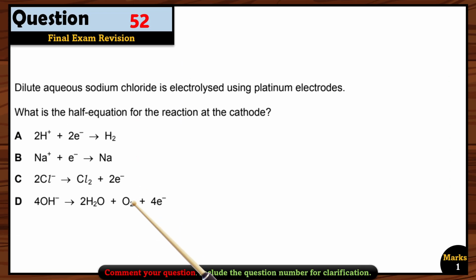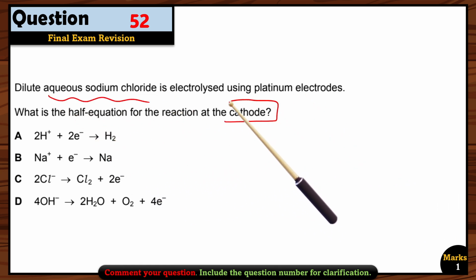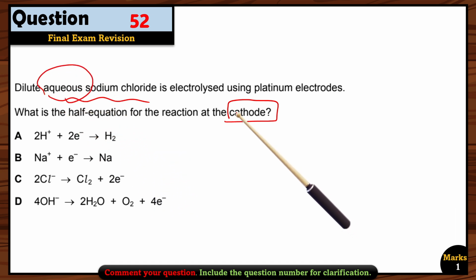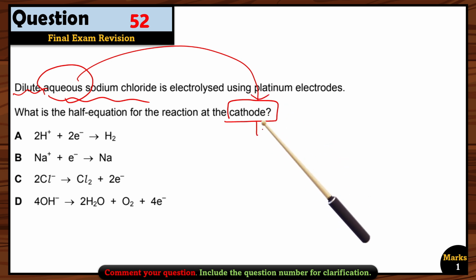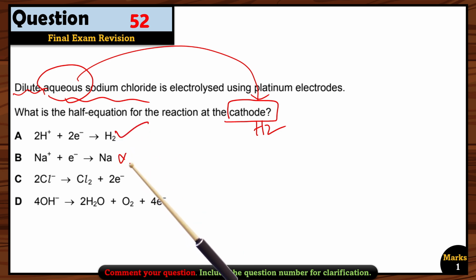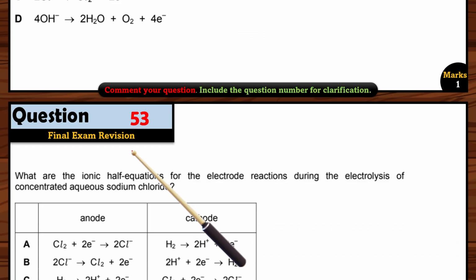Question 52. Dilute aqueous sodium chloride is electrolyzed using platinum electrodes. What is the reaction at the cathode? It's aqueous. So the cathode has nothing to do with dilute or concentrated. Aqueous will decide that you are going to get hydrogen. So your product should be hydrogen. Where can you see hydrogen? Here. No, no, no. So option A is the right option.